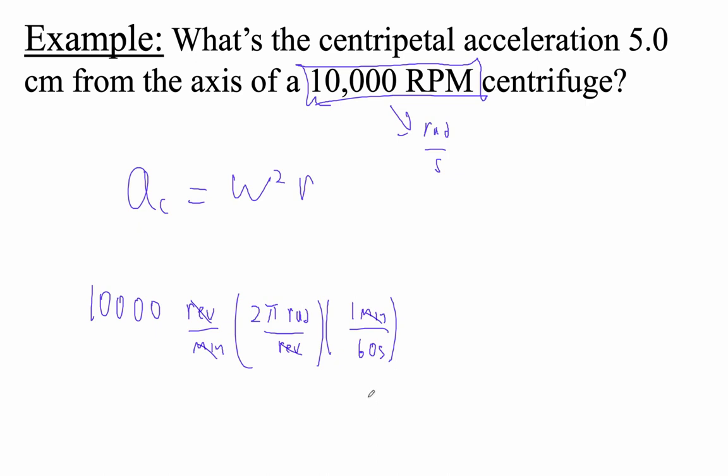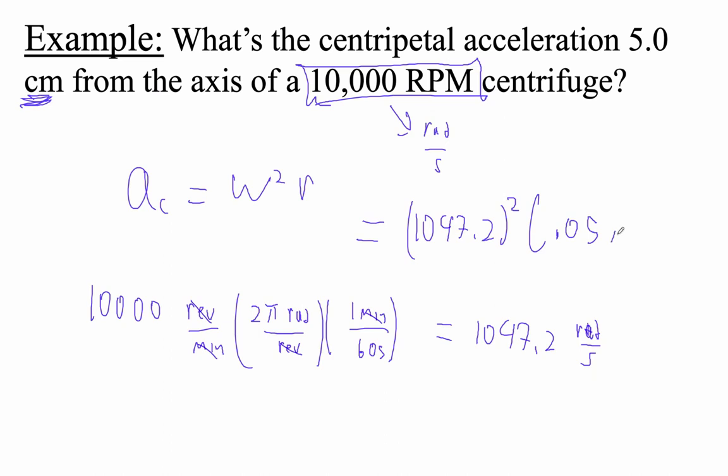So 10,000 times 2 times pi divided by 60 is 1,047.2. I'm not going to actually round this number. That's radians per second. So this equals 1047.2 squared times 5 centimeters. Don't be fooled by centimeters, so 0.05 meters. I'm going to square the number on my calculator times 0.05, and it's still a lot. I'm getting 54,831 meters per second squared.